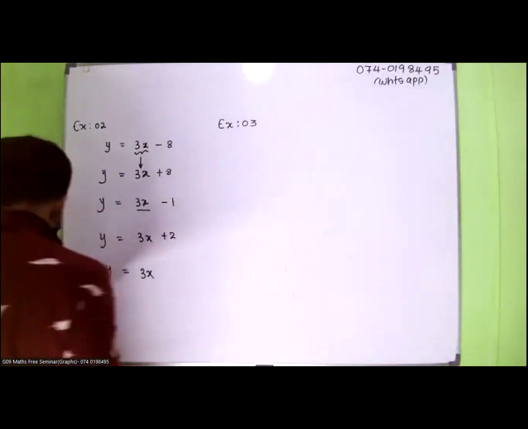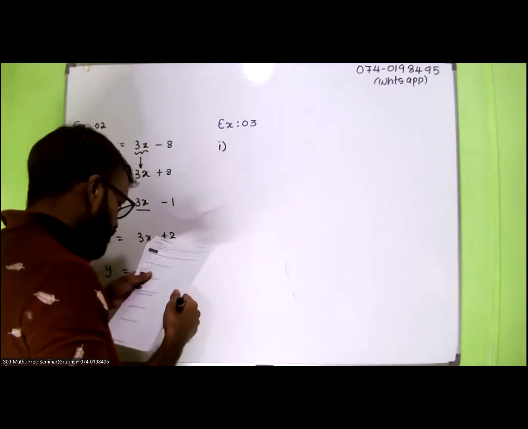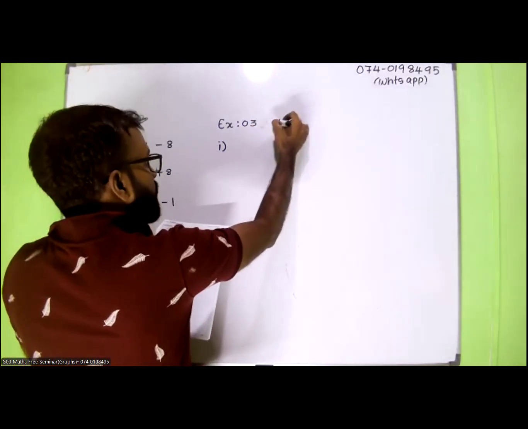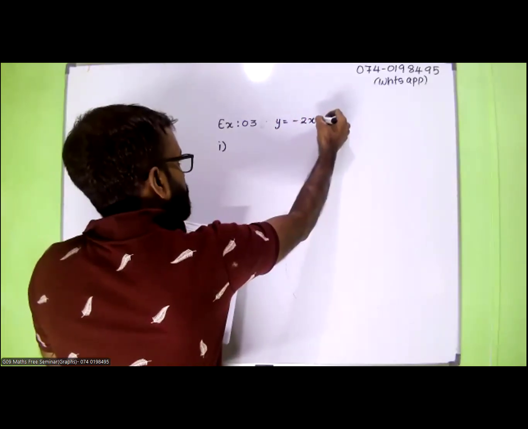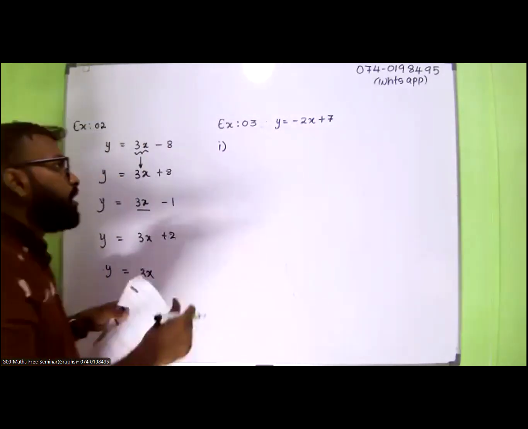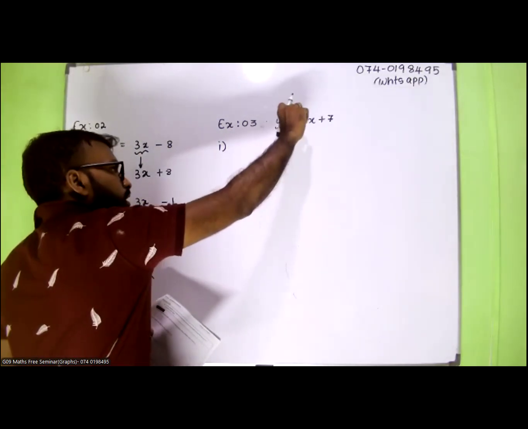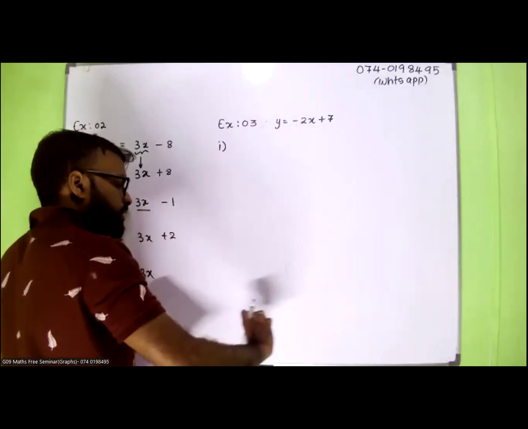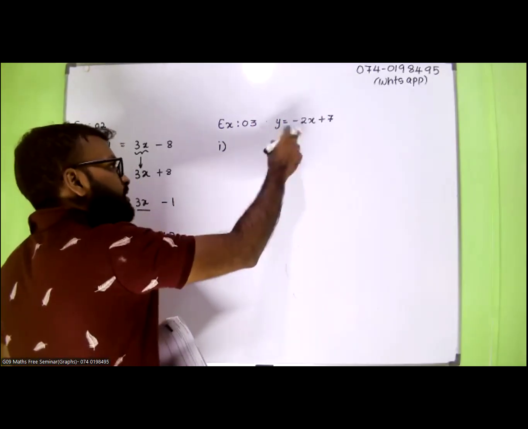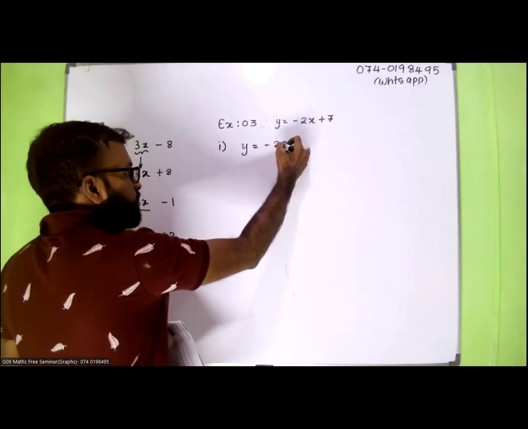Then example number 3, part 1. In part 1, they are asking for the graph line that goes through the origin. So the function that they have given is y equals minus 2x plus 7. Now what you have here is minus 2x plus 7, and you need to write down three functions which are parallel to this line. So if it is parallel, minus 2x won't change. y equals minus 2x.